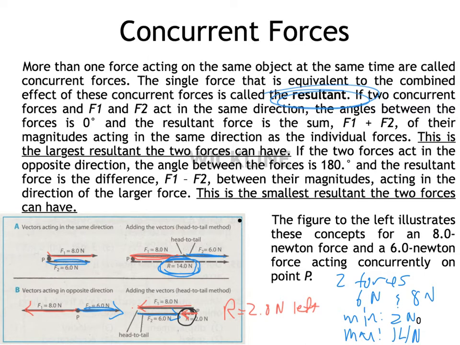That's the big ticket I think that's going to help you a lot in the future, is that if you have a 6 Newton and an 8 Newton concurrent force, the minimum resultant force is 2. You can't have less than that. And the maximum resultant force is 14. You cannot have more than that.